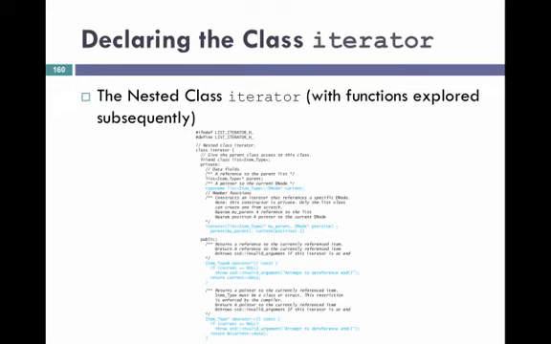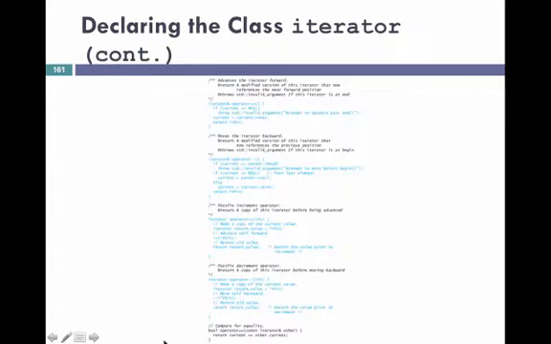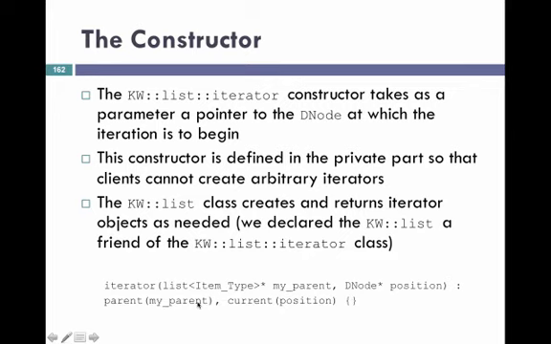Now the nested class iterator, with some functions explored later. So here's a class iterator. It's a friend class of list. Here's its private data fields that includes a current node. Here's some constructors and some public functions. So here we have two functions to do operator overloading for the star and the arrow operators. And we've got other increment and decrement functions that we're overloading. They can return references or iterators directly.